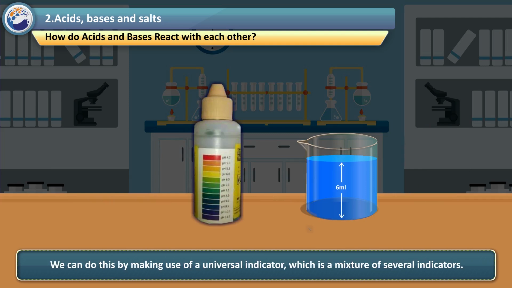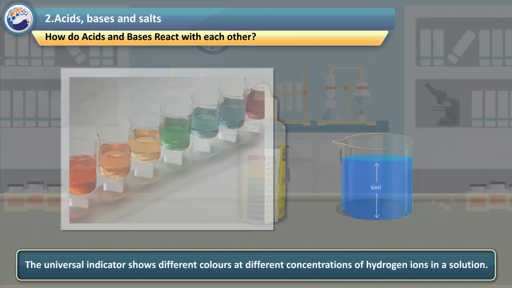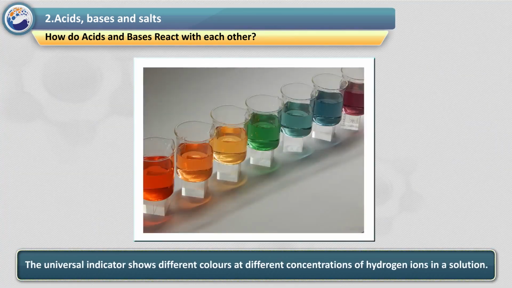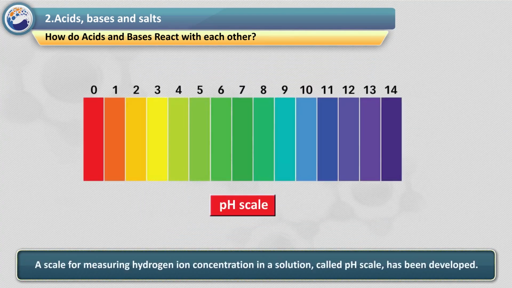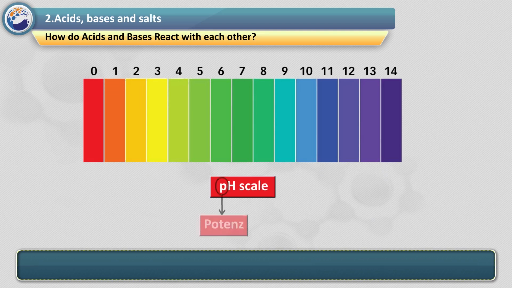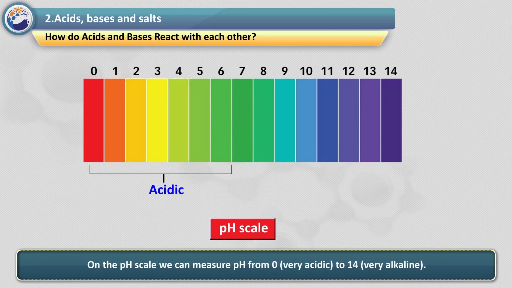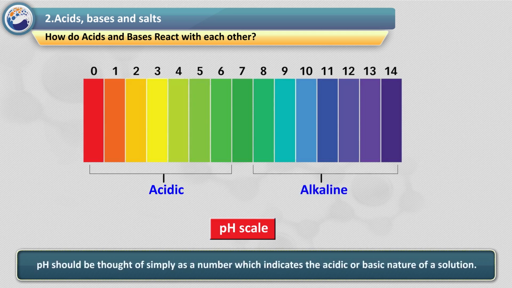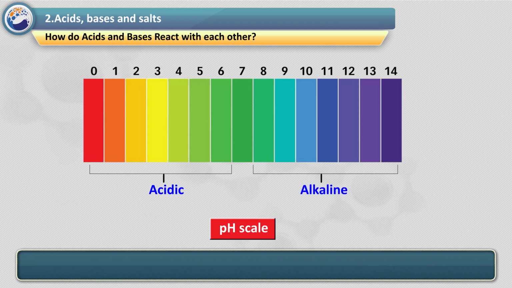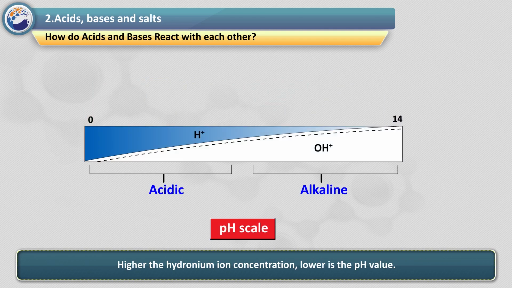We can do this by making use of a universal indicator, which is a mixture of several indicators. The universal indicator shows different colors at different concentrations of hydrogen ions in a solution. A scale for measuring hydrogen ion concentration in a solution, called pH scale, has been developed. The p in pH stands for potenz in German, meaning power. On the pH scale we can measure pH from 0, very acidic, to 14, very alkaline. pH should be thought of simply as a number which indicates the acidic or basic nature of a solution. Higher the hydronium ion concentration, lower is the pH value.